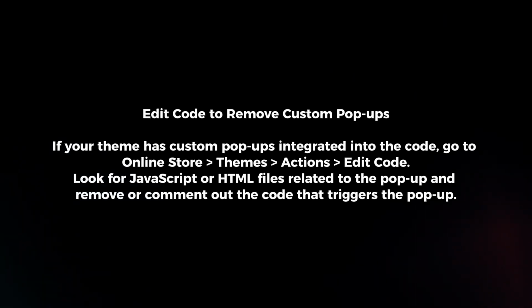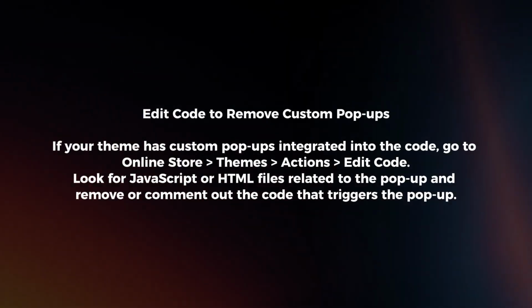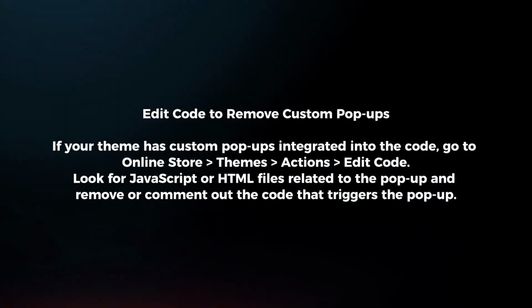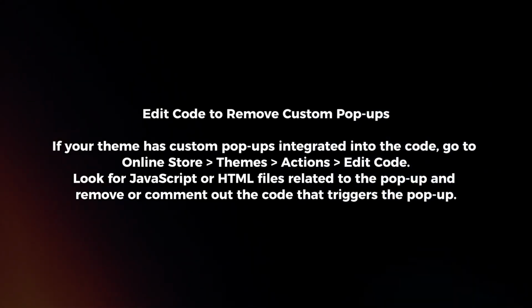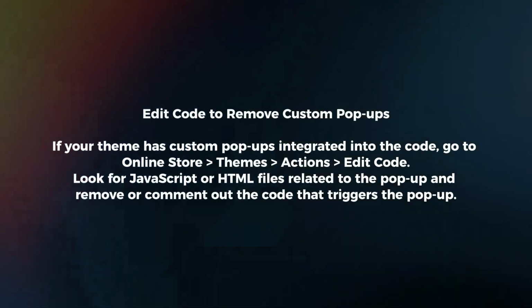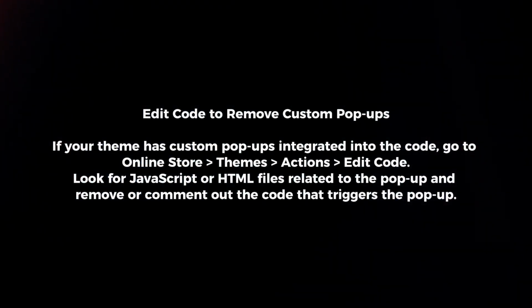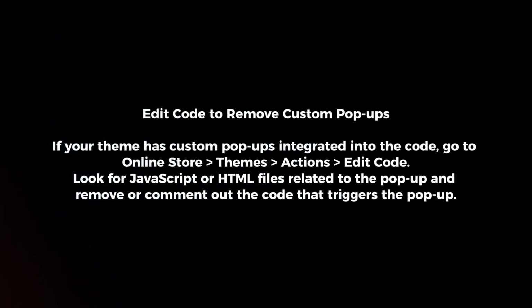Edit code to remove custom pop-ups. If your theme has custom pop-ups integrated into the code, go to Online Store, Themes, Actions, Edit Code. Look for JavaScript or HTML files related to the pop-up, and remove or comment out the code that triggers the pop-up.